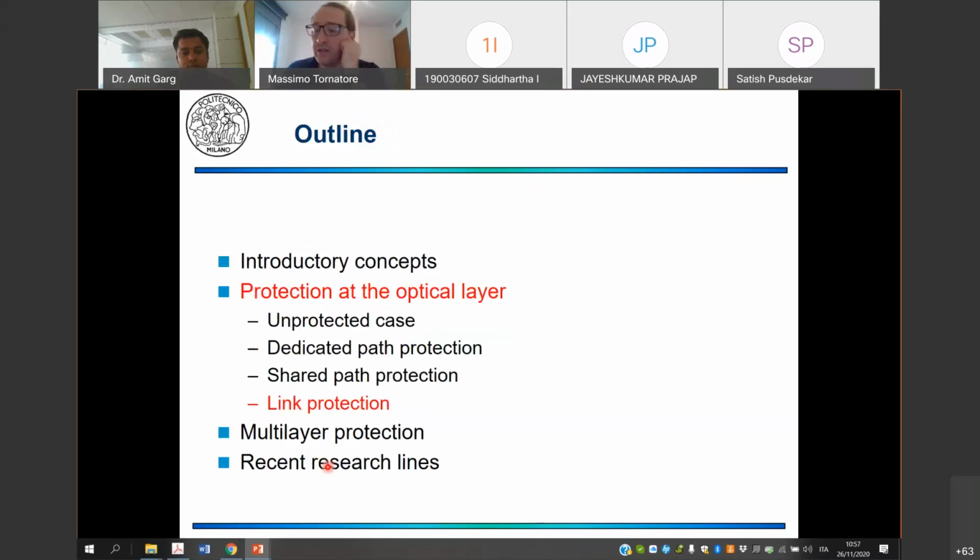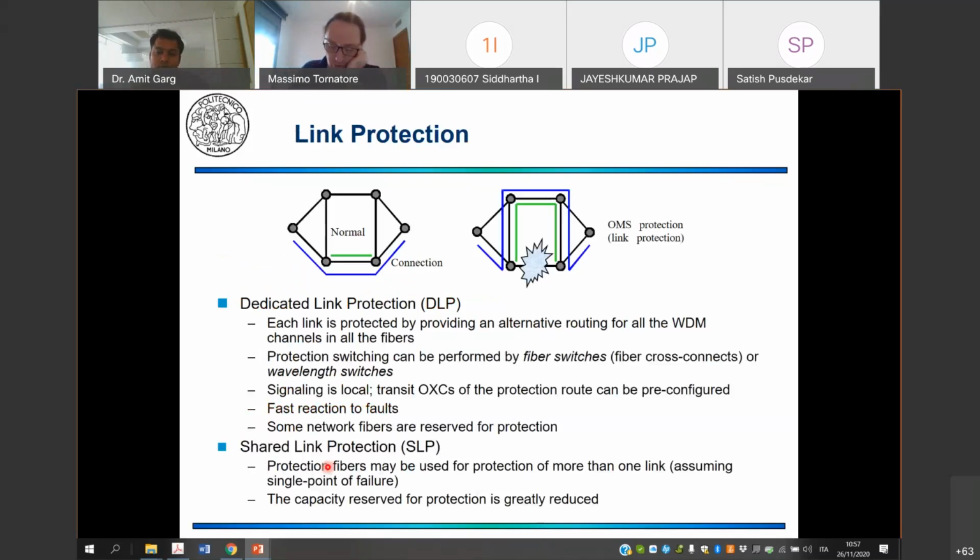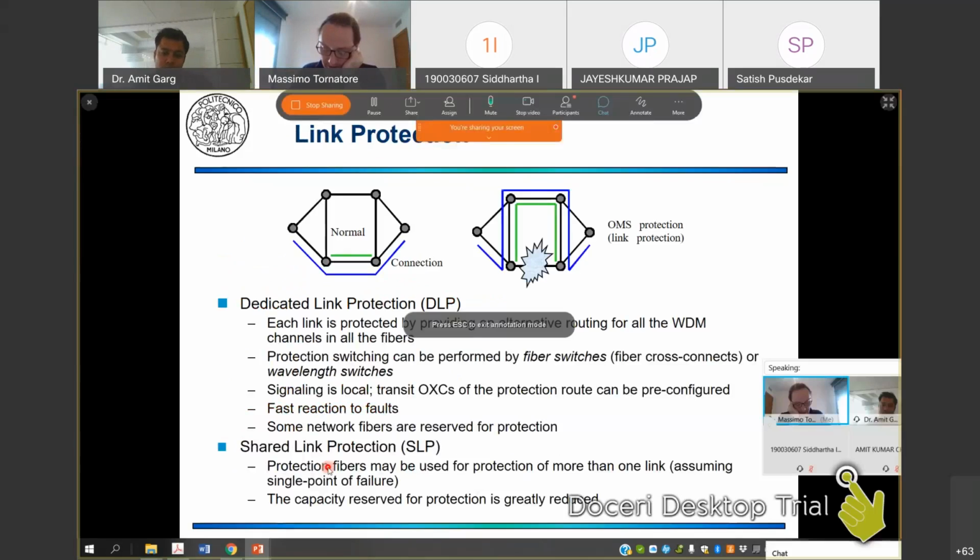Link protection. In link protection, we change the perspective. In link protection, we say we do no more protect end-to-end, so a connection between the source to the destination with a backup path. No more. What we do is we take one connection and we protect separately each link of that connection.